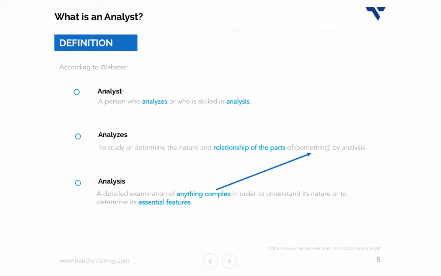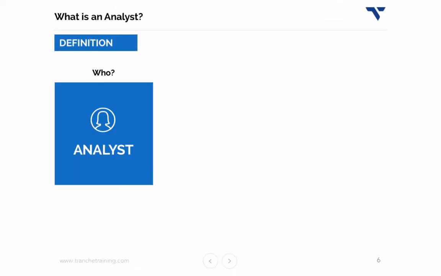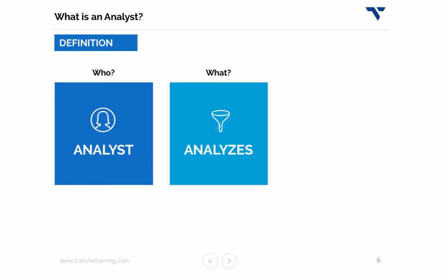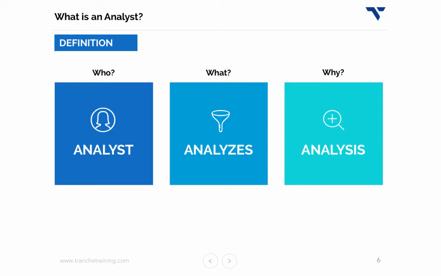Anything complex, let's look at that first. I think that we can assume here that that applies to the something described in the analyzes definition. So we now know that an analyst analyzes and the output or deliverable is the analysis. Okay, so the who in this case is the analyst, the what is analyzes, and the why, or the output, is the analysis. Let's dig a bit deeper.